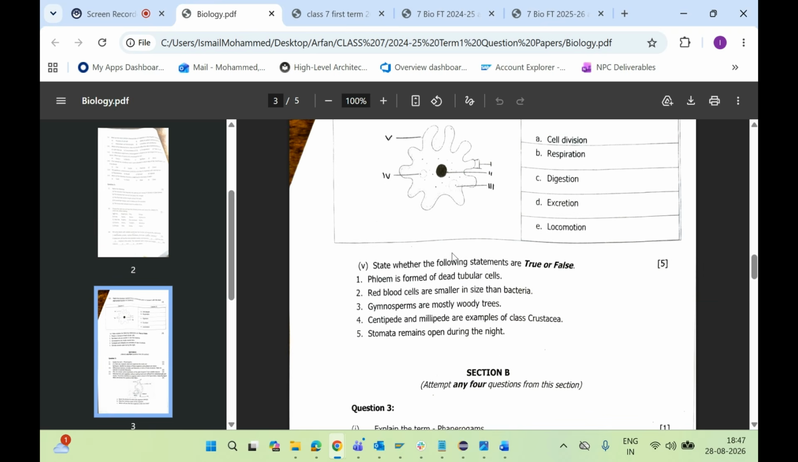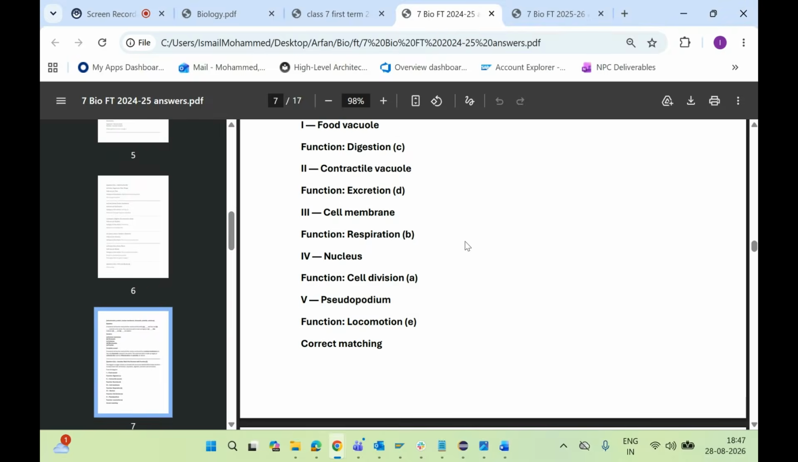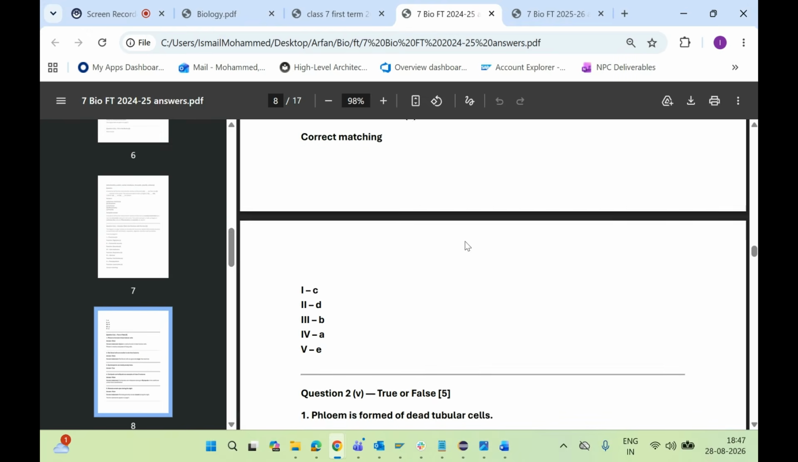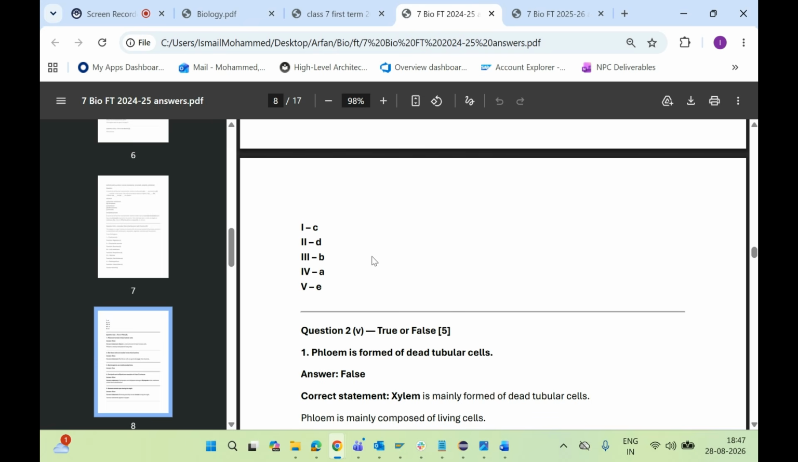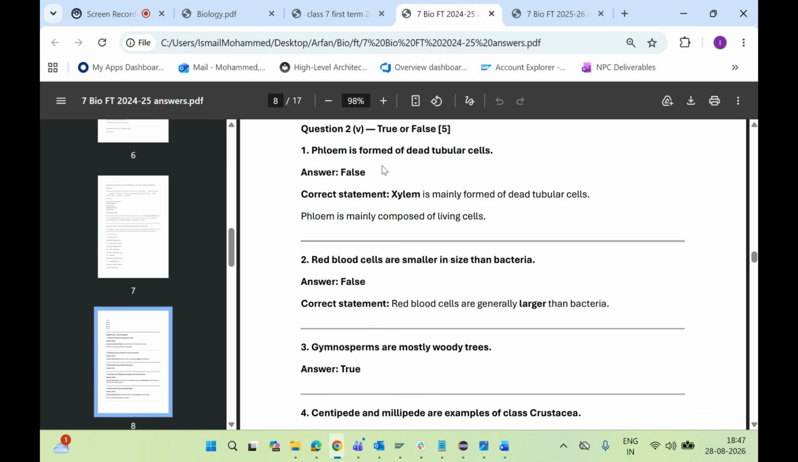So this is the diagram of amoeba, and you have to name those parts. Somewhat difficult, but you have to remember. Correct the matching. So first is C, phloem is formed of dead tubular cells. Oh, so this is true or false, right? So these are the answers and true or false. False. Phloem is mainly xylem is formed of dead tubular cells, not phloem.